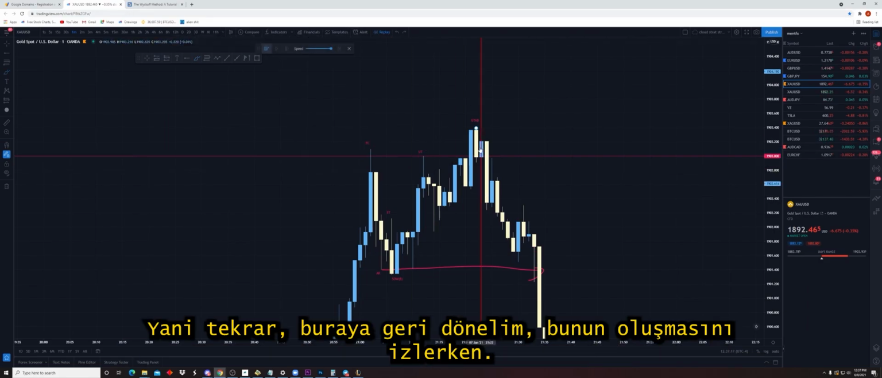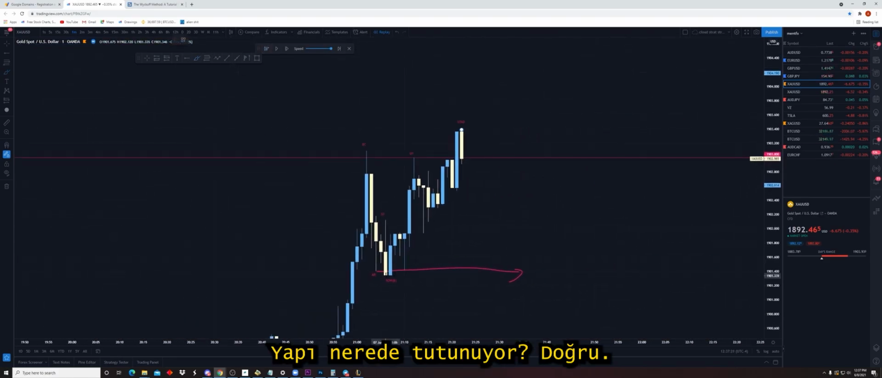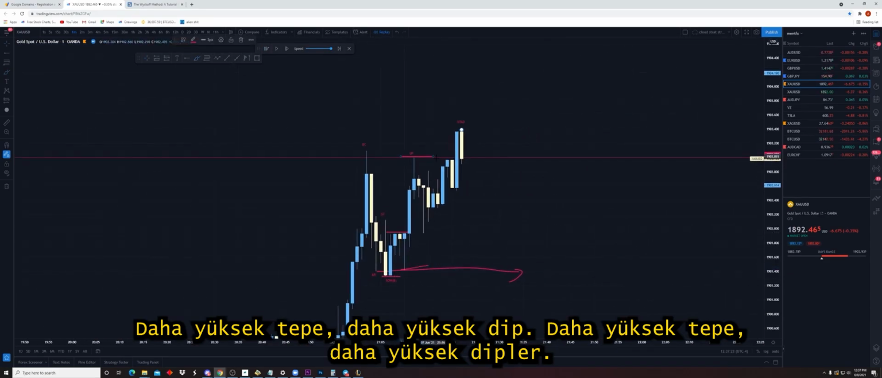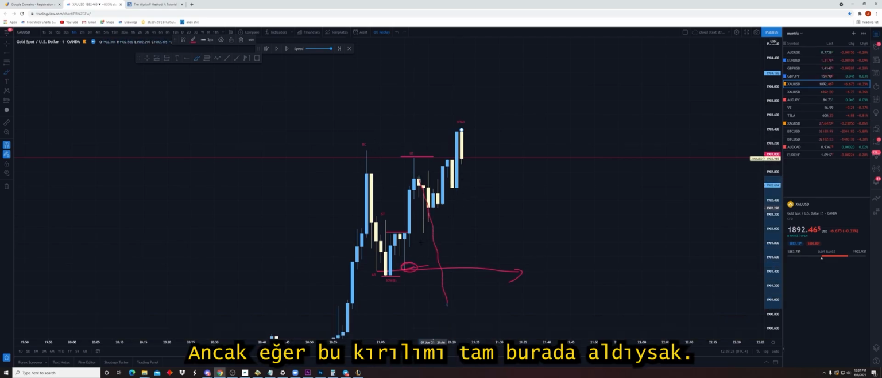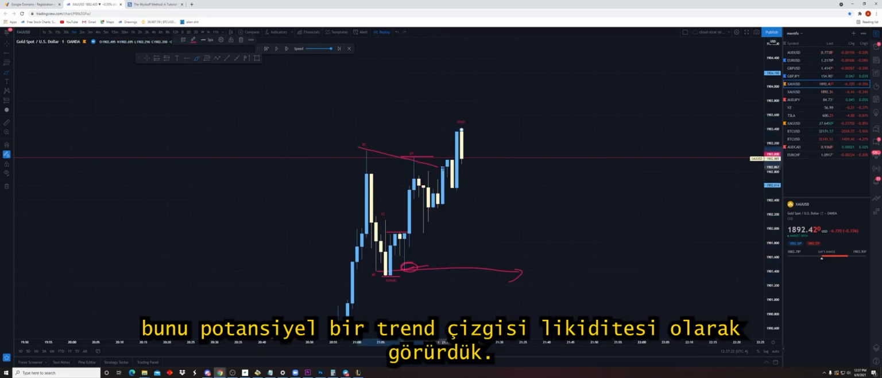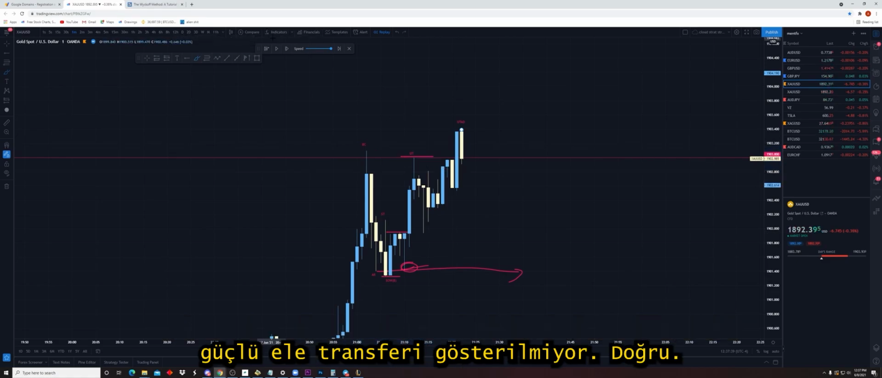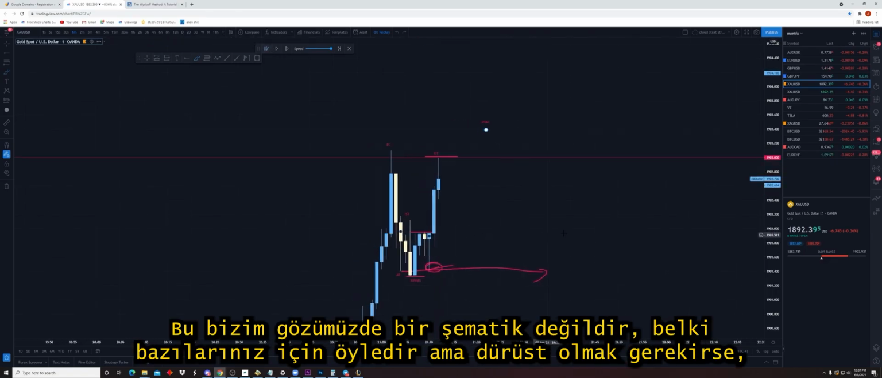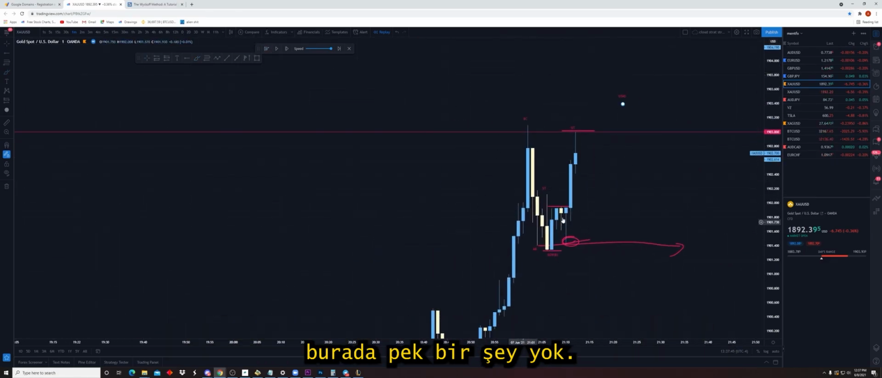Right, so again, let's go back here. As we're watching this occur, where is structure holding? Higher high, higher low, higher high, higher low. So basically a break of this could confirm a Wyckoff schematic. However, if we got this break here without this high being made, we would see this as a potential trend line of liquidity. And in some cases, we'd want to stay out because Wyckoff, or the weak to strong hand transfer, is not being shown. If we only saw this, this is not a schematic in our eyes. Maybe for some of you, but honestly, there's nothing much here.